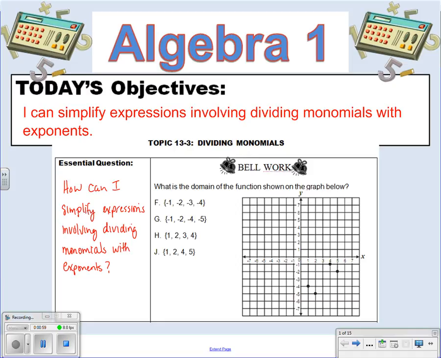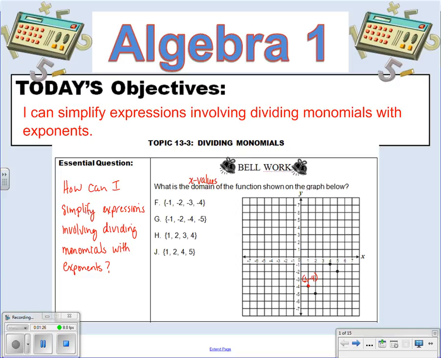The question is, what's the domain of the function shown on the graph below? Recall that domain is considered the x values. So we're going to look at the points and determine what their x values are and see which one of the sets have all the x values. So our first point is at 1, -4. So our x value is a 1.